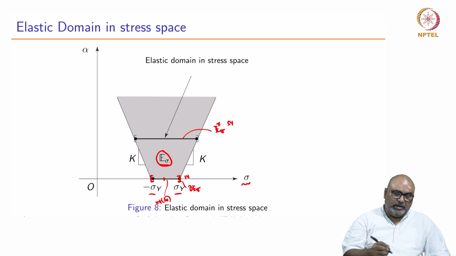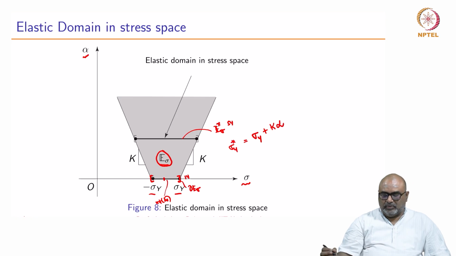With increase in the applied stress, the isotropic hardening variable alpha is increasing, and that is given by sigma y plus k times alpha. So, this is going to be the subsequent yield: sigma y star is equal to sigma y plus k times alpha, where k is the isotropic hardening modulus and alpha is the isotropic hardening variable, which causes the elastic range to go from E of sigma to E of sigma star.